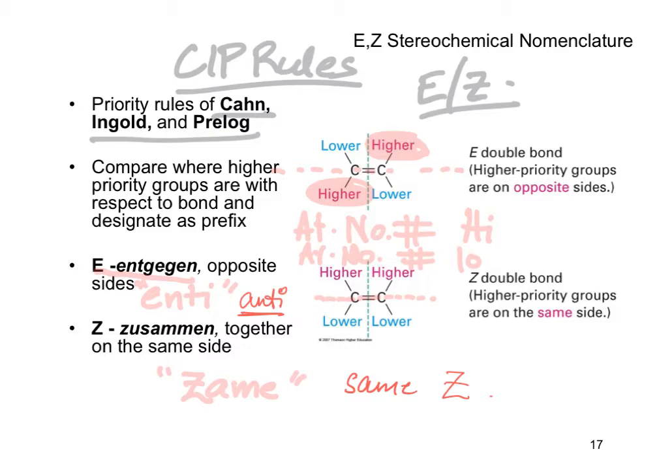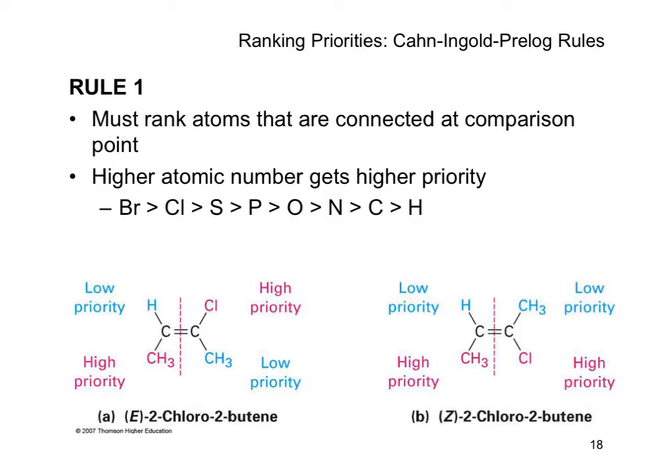So two words, anti and same, for E or Z, which will allow you to get a broader picture of nomenclature, of designating certain bonds in a specific manner. Just a couple of rules to get you guys thinking about it.